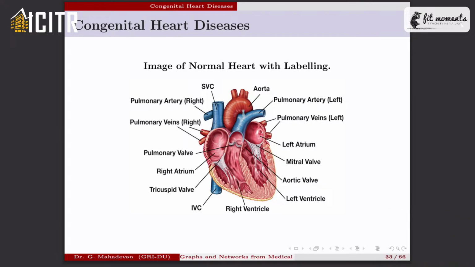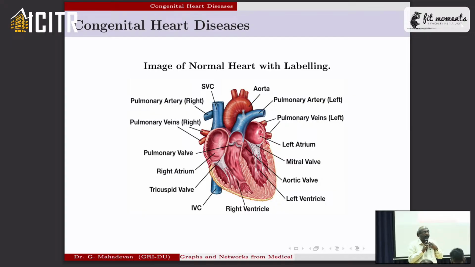Your heart can be modeled in fantastic graph theoretical language. Your heart consists of many holes, right? And blood is flowing from one part to another part. The holes are the vertices, for example, aorta, pulmonary artery, pulmonary veins, left atrium, mitral valve, aortic valve, etc. These are medical terms, right? All the holes in your heart are the vertices. If blood is flowing from one part to another part, put an edge. Otherwise, don't put an edge.